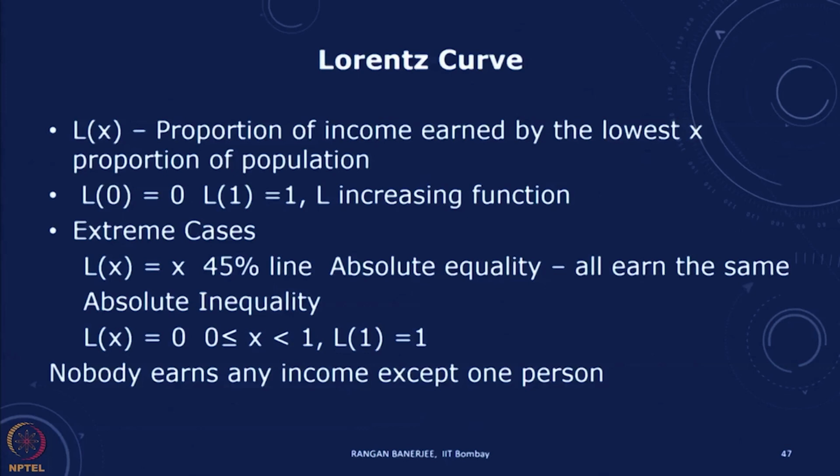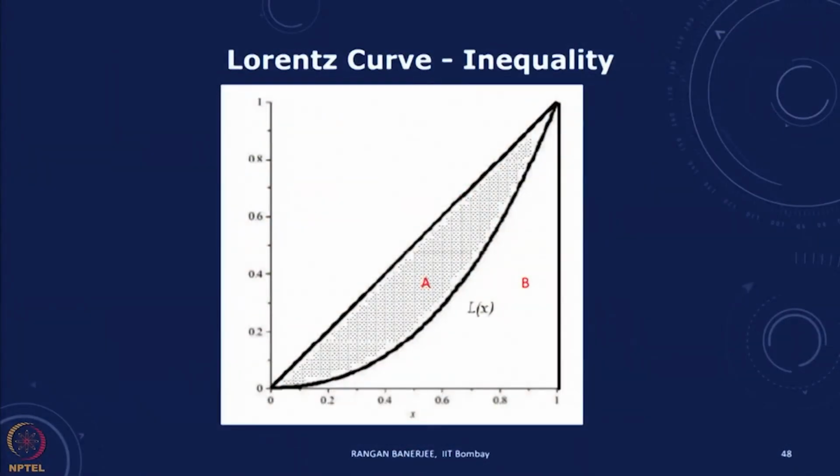The extreme case is where Lx is equal to x, this is complete absolute equality, all earn the same. And absolute inequality is where Lx is equal to 0 for 0 less than or equal to x less than 1, and that one individual earns all the income. So, in between is where you will have the curve, and this is how the curve would look.